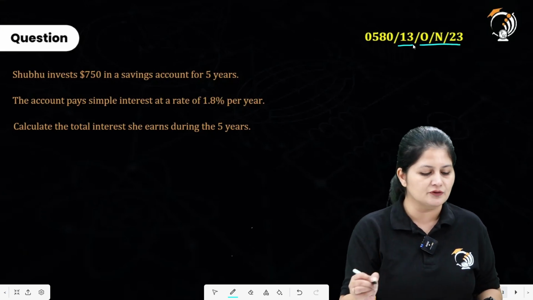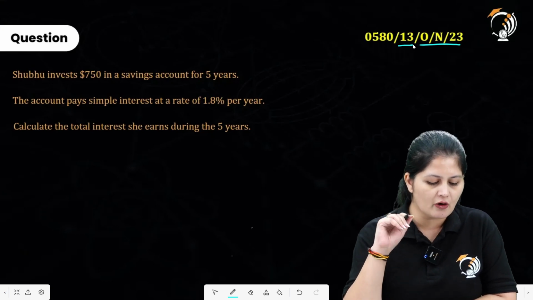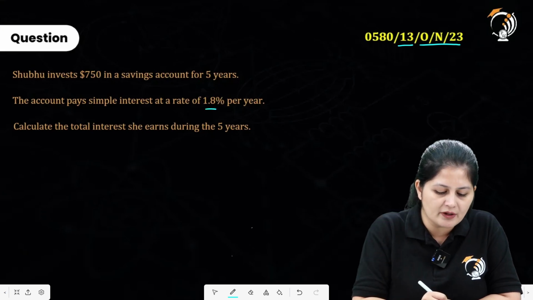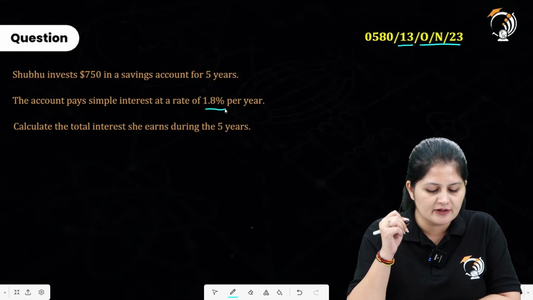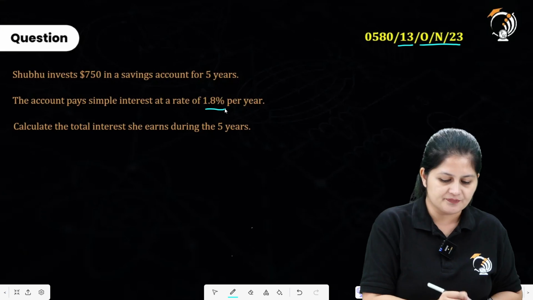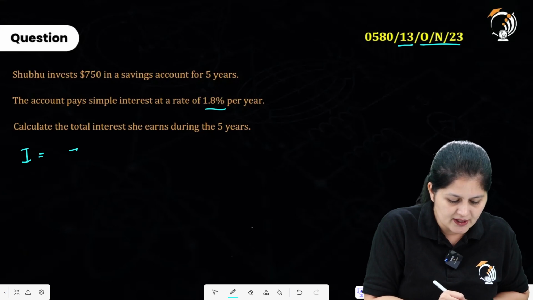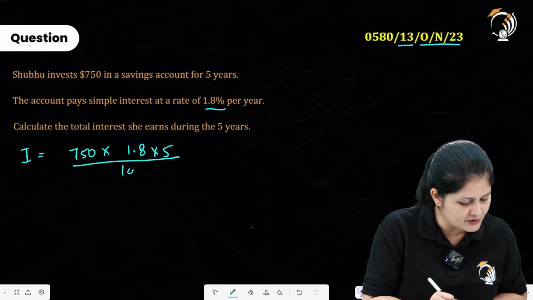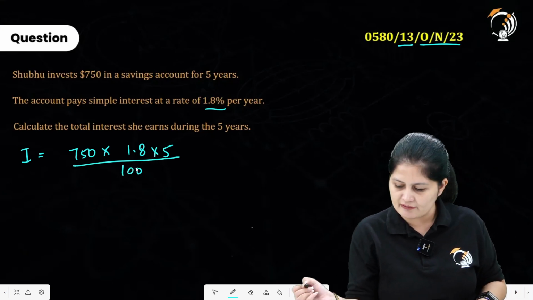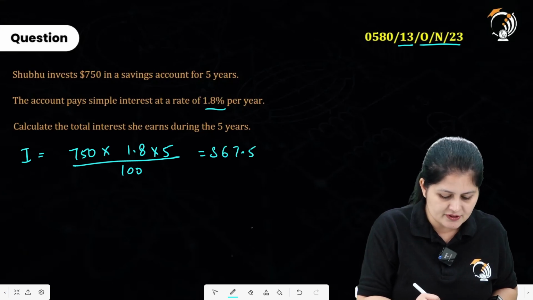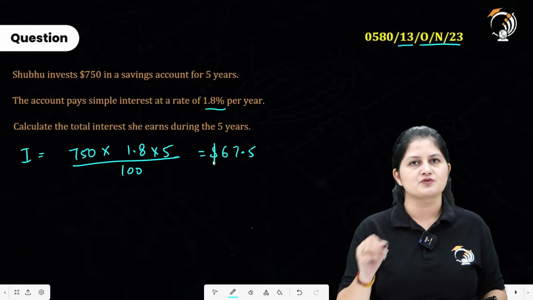Clear? Now, moving to the next question, which is again a previous year question from the paper of October-November 23 from the variant 1-3. Shubhu invests $750 in a saving account for 5 years. The account pays simple interest at the rate of 1.8% per year. Calculate the total interest she earns during the 5 years. In that case, we just need to find out the interest, which is the principal multiplied by the rate of interest multiplied by the time over 100. Let's do the calculation. What are we getting here? It is coming out to be $67.5. That is going to be the total interest she is going to earn.